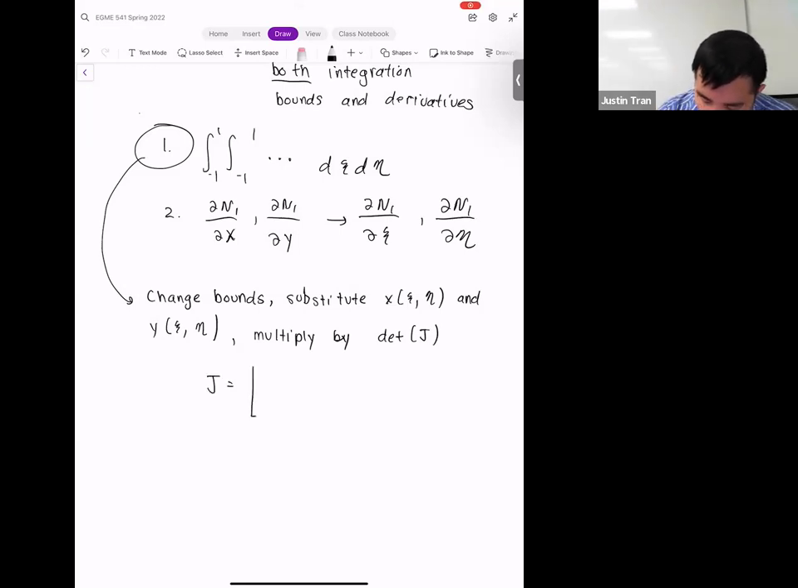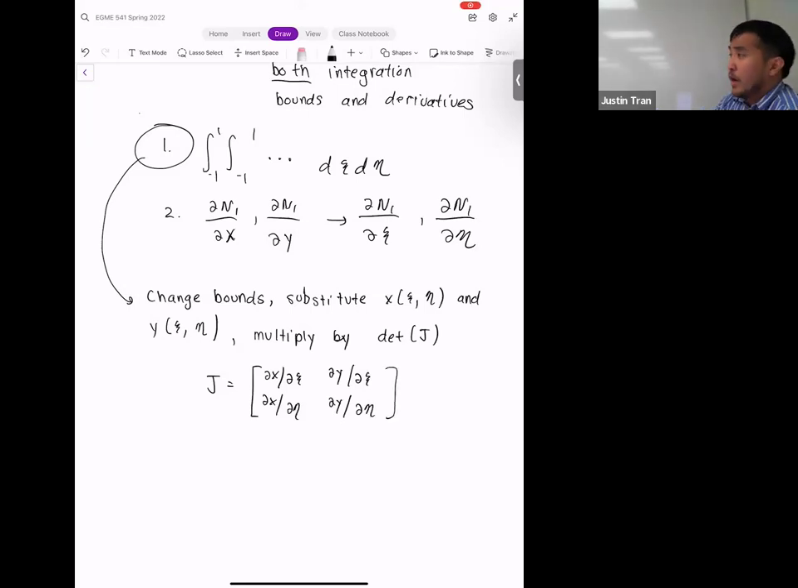Where the Jacobian, remember, it's a matrix in 2D, is equal to partial x, partial epsilon, partial y, partial epsilon, partial x, partial eta, partial y, partial eta. Okay. And so we have the 2x2 matrix, which represents the scaling factor, how much we have to scale in between x, y and epsilon and eta. Okay. And the determinant of that represents that change in area. Okay.